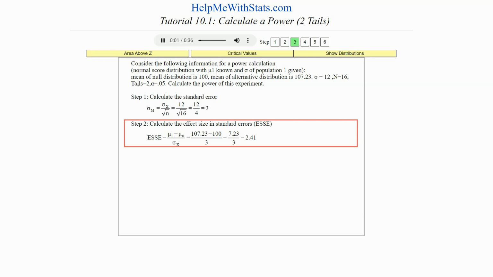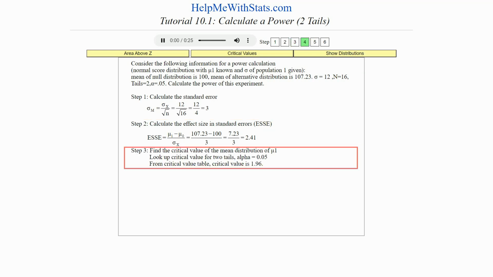Next, we need to find how far the means of the two mean distributions are away from each other. This is called the effect size. We know that the absolute distance between the means is 107.23 minus 100 equals 7.23. But we need to know this effect size in standard errors, which is called the SE. The SE is 7.23, the absolute effect size, divided by the size of the standard error, 3. The SE works out to 7.23 divided by 3, which is 2.41.